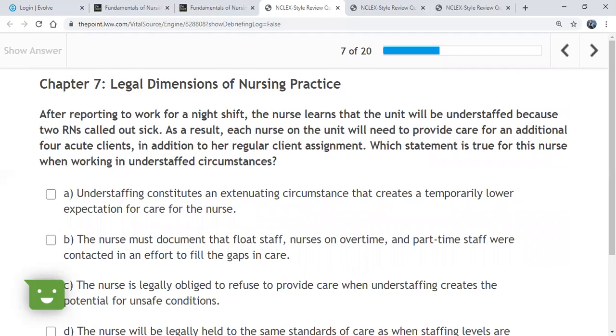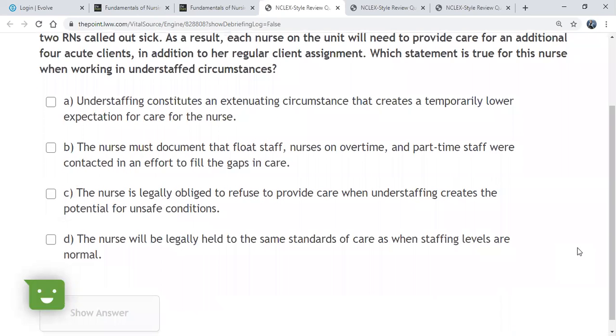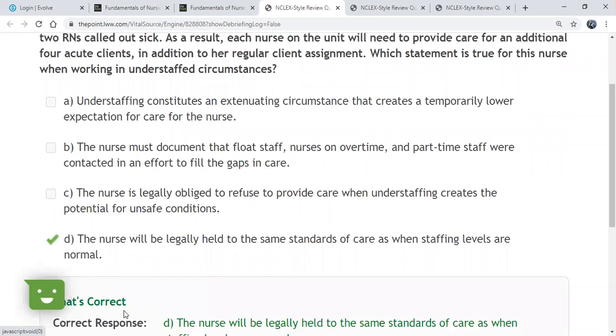At the start of the night shift, the nurse learns that the unit will be understaffed because 2 RNs called out sick. As a result, each nurse on the unit will need to provide care for an additional 4 acute clients in addition to her regular client assignment. Which statement is true for this nurse when working in understaffed circumstances? D. Yeah, I agree. It's D too. I think it's D. D is in dog. Okay, good.